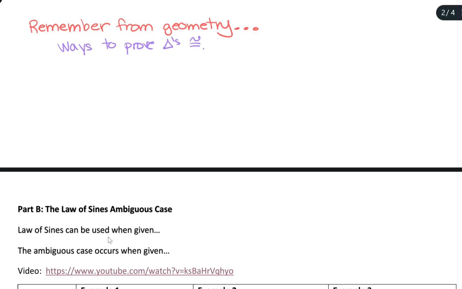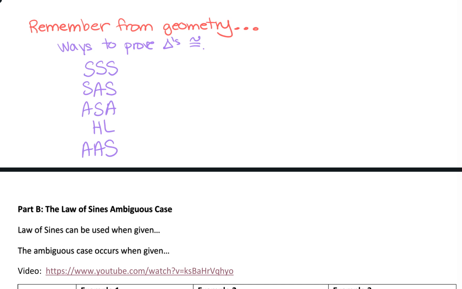All right, so before we start lesson 6.1 part B, the law of sines ambiguous case, let's think about all the ways that you remember from geometry that prove triangles congruent. Go ahead and take a moment to list all the ways that prove triangles congruent. So these are the 5 ways that you should have for proving triangles congruent. And 4 of the 5 apply to all triangles.